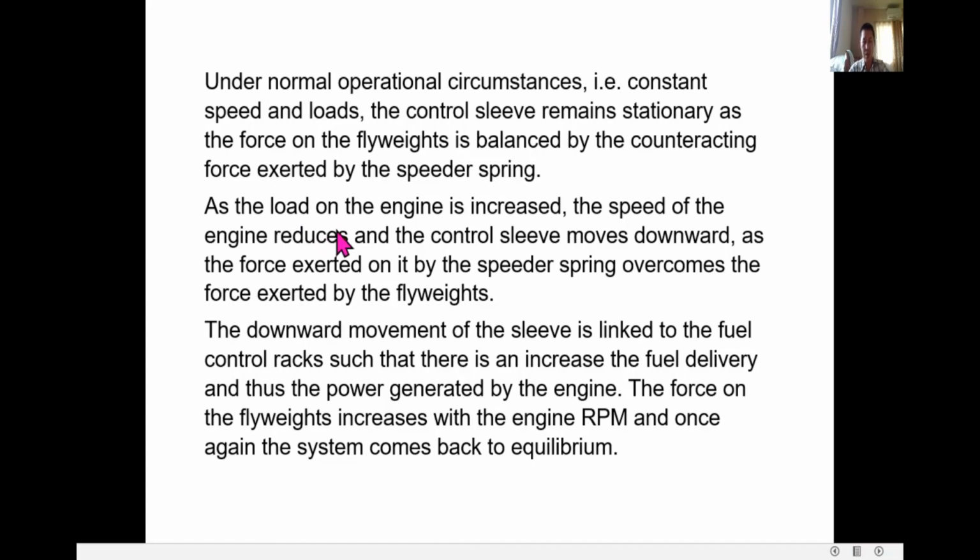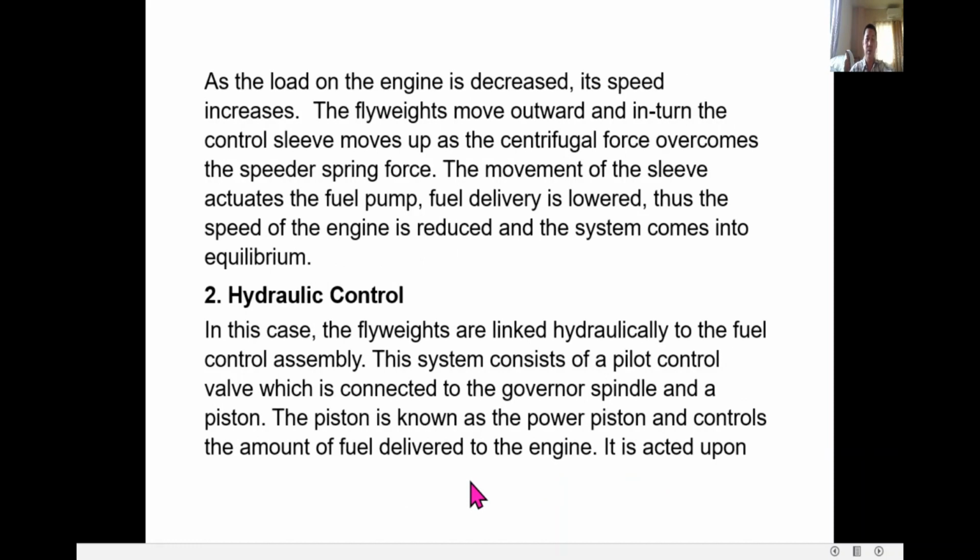As the load on the engine is increased, the speed of the engine reduces and the control sleeve moves downward, as the force exerted on it by the speeder spring becomes greater than the force exerted by the flyweights. The downward movement of the sleeve is linked to the fuel control rack, such that there is an increase in the fuel delivery and thus the power generated by the engine. The force on the flyweight increases with the engine RPM, and once again the system comes back to equilibrium.